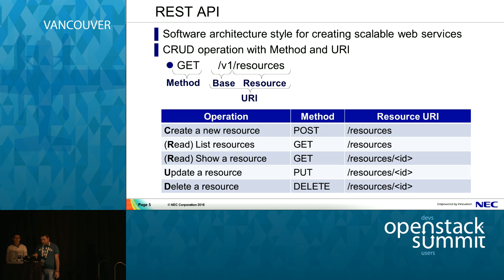For CRUD, one is creating a new resource. You can use the POST method, and you have the resource in your URI. For reading resources, you have the list of existing resources. You can use the GET method and the resources in the URI. To show the detail of a particular resource, the method is the same GET, and in the URI you can specify the identity of the resource you want the details of. For updating a resource, you use the PUT method with the resource and the ID of the resource you want to update. To delete a resource, the method is DELETE, and the URI has the resource and the ID of the resource.